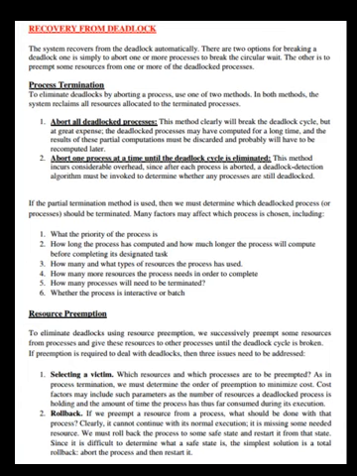Process termination. To eliminate deadlocks by aborting a process, use one of two methods. In both methods, the system reclaims all resources allocated to the terminated process. First is abort all deadlocked processes. This method clearly will break the deadlock cycle, but at great expense. The deadlocked processes may have computed for a long time, and the result of these partial computations must be discarded and probably will have to be recomputed later.